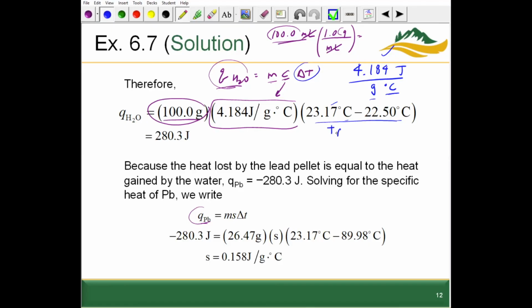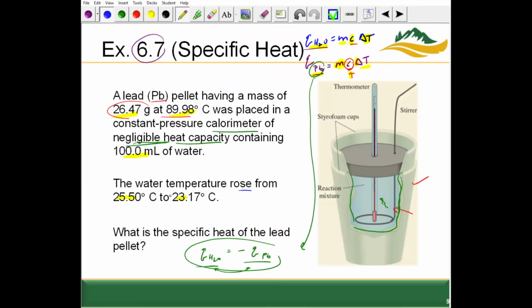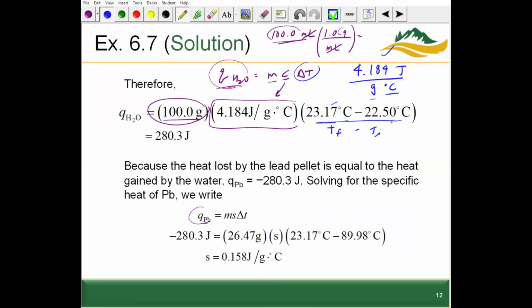So T final minus T initial is the delta T of the water. The water temperature rose from 25.50 to 23.17 degrees Celsius. So T initial 25.50, T final 23.17. So T final minus T initial, we do the subtraction here, then we multiply through.